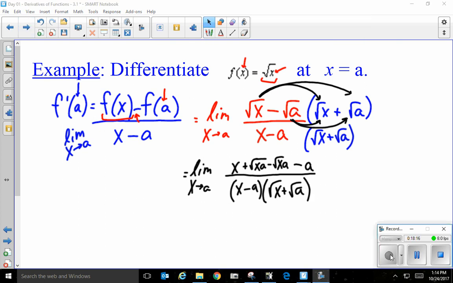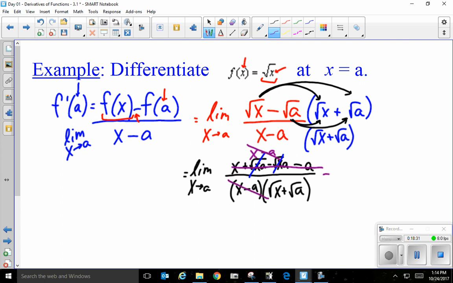So, what do we got here? These cancel, and on top I'm just left with x plus a negative a, that's x minus a, right? And this x minus a can cancel with this x minus a. So I have the limit as x approaches a of 1 over radical x plus radical a.